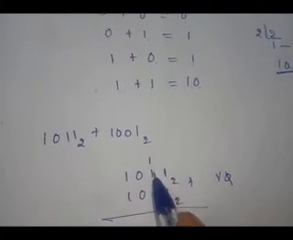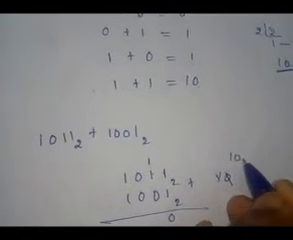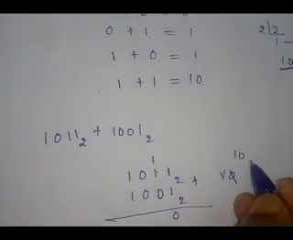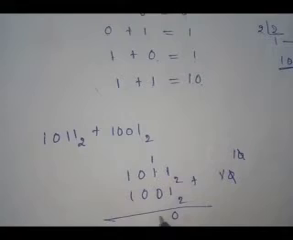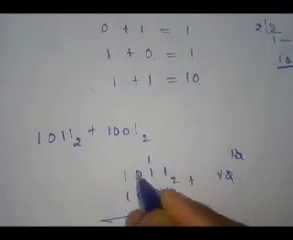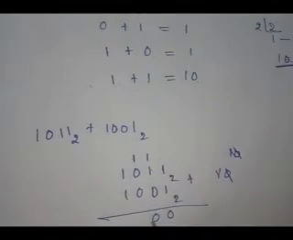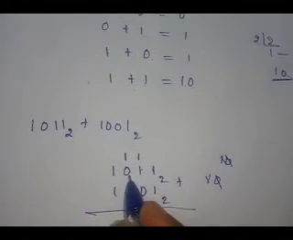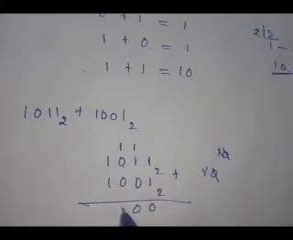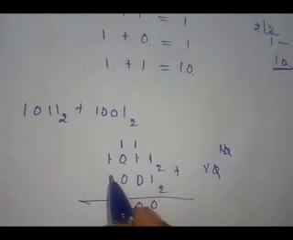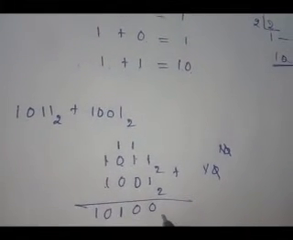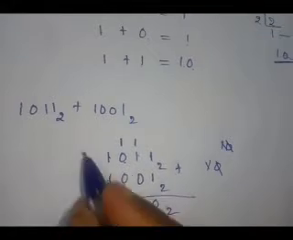Next one, carry bit. Here 1 plus 1, again 1 0. Then 1 0 plus 0, 1 0. Then this 0 is written right here. This 1 will be the carry for the next bit. 1 plus 0, 1. 1 plus 0, 1. Here 1 plus 1, 1 0. That 1 0 you have to write. This is the answer for this addition.